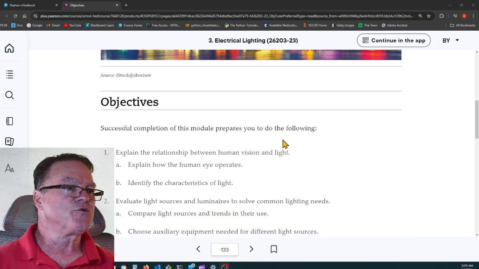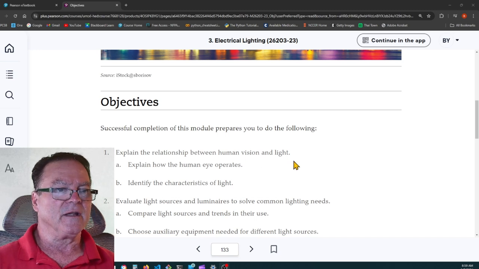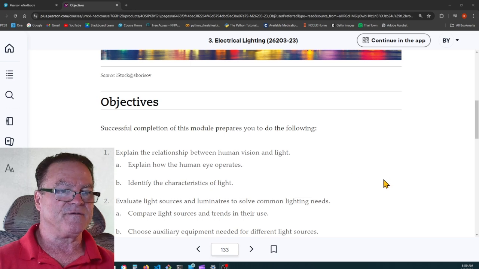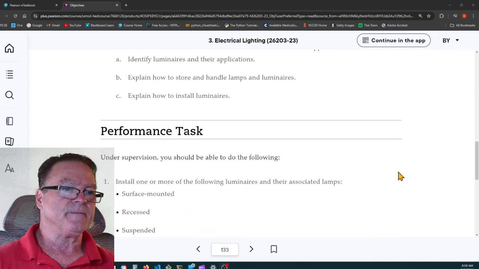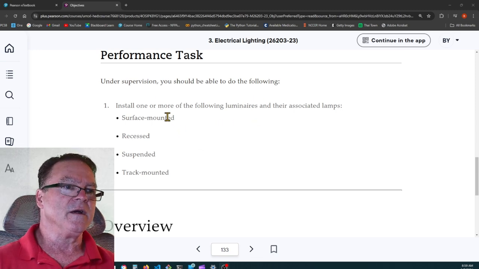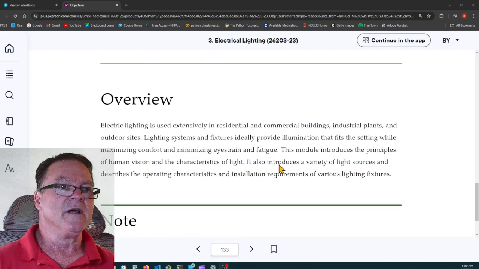Successful completion of this module prepares you to do the following: explain the relationship between the human vision and light, explain how the human eye operates, identify characteristics of light, and then you'll have some performance tasks that your instructor wants you to do. Install one or more of the following illuminators: surface mounted, recessed, suspended, or track mounted.